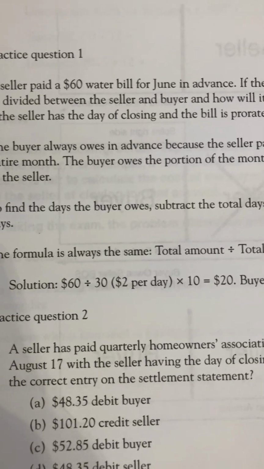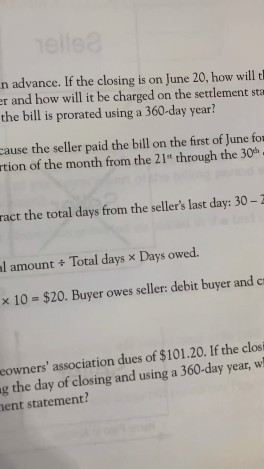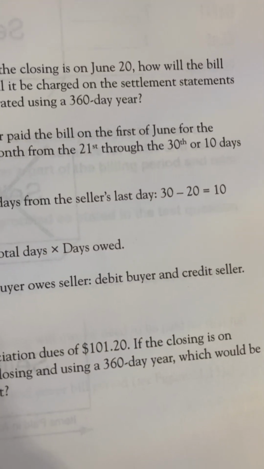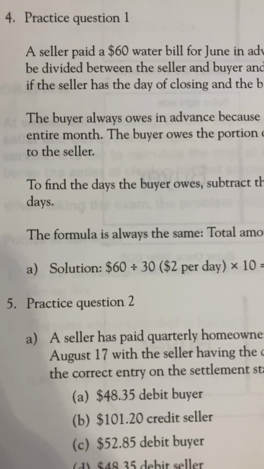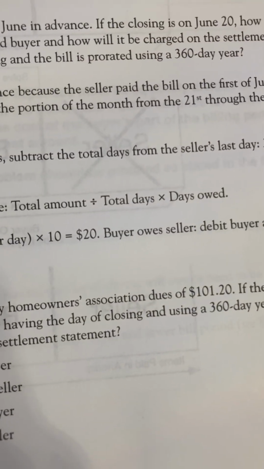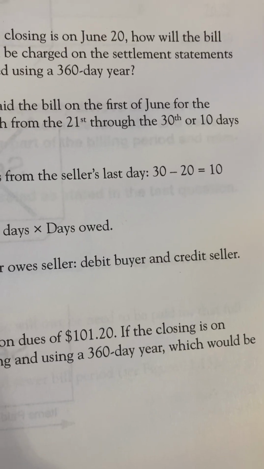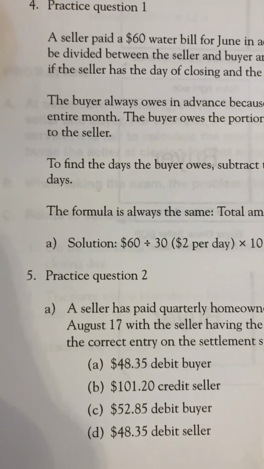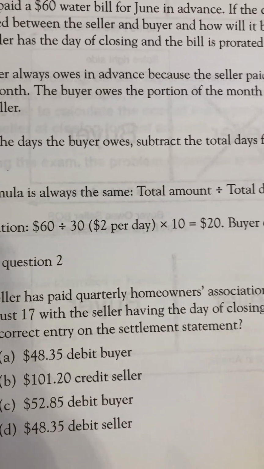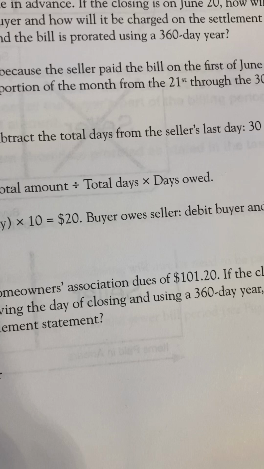The buyer always owes in advance because the seller paid the bill on the 1st of June for the entire month. The buyer owes the seller the portion of the month from the 21st through the 30th, or 10 days. To find the days the buyer owes, subtract the seller's last day from the total days. 30 minus 20 equals 10 days. The formula is always the same: the total amount divided by total days, multiplied by days owed.